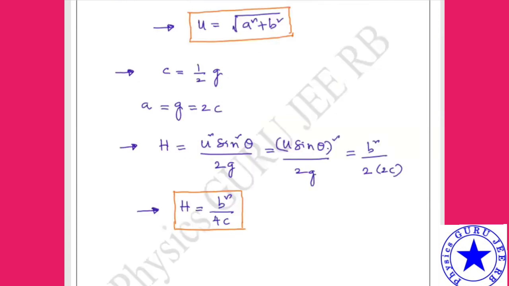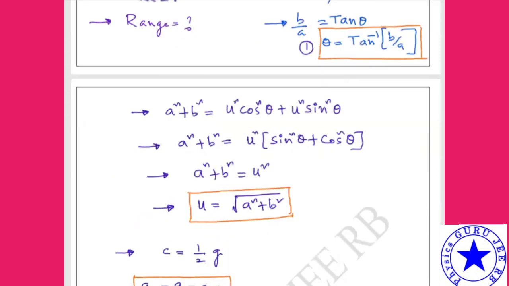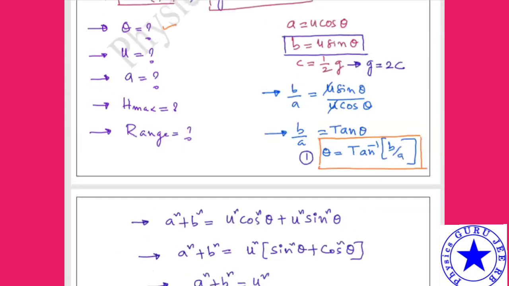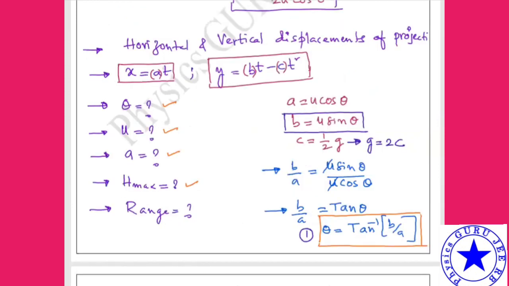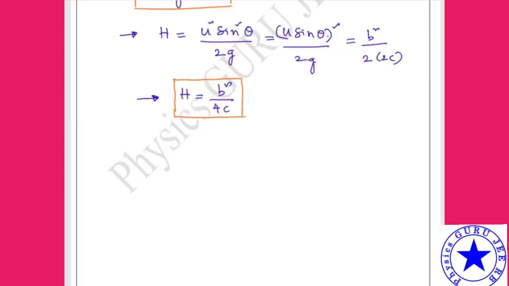Fine, here acceleration g is nothing but 2c. So initial velocity and the theta. So this is completed: theta, initial velocity, acceleration, maximum height. Now range, you try to calculate range. You try and calculate range and tell me the answer, right? Try to calculate range. How to calculate range here? So range formula we should know.